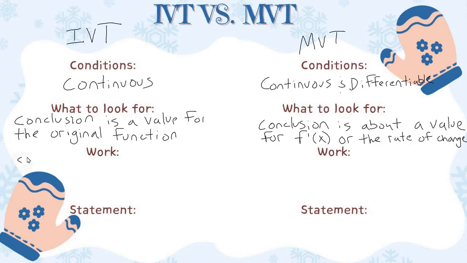So, since v of t is differentiable on 0 to 9, is it closed or open? It's open.